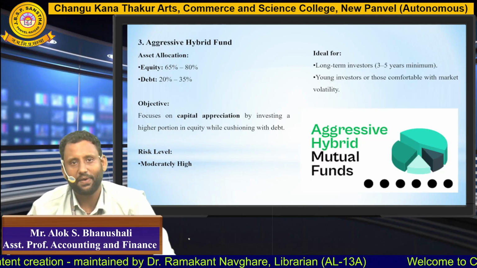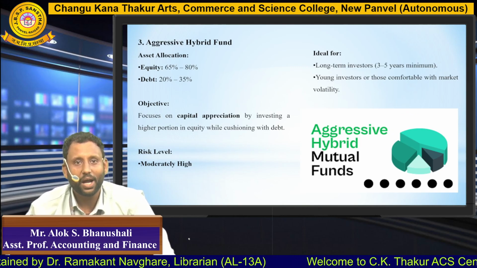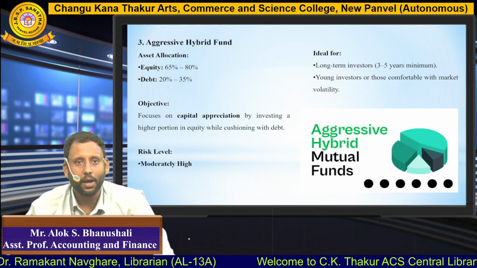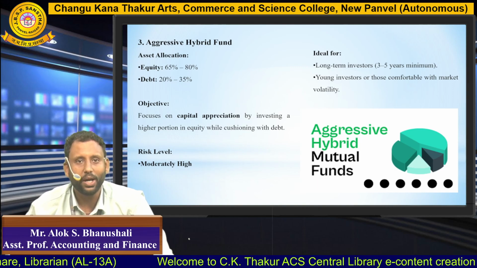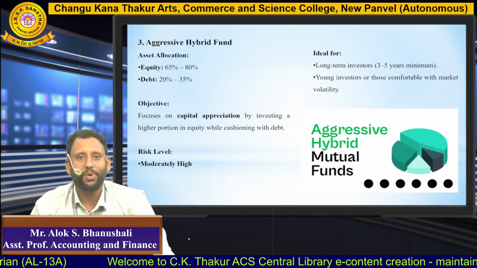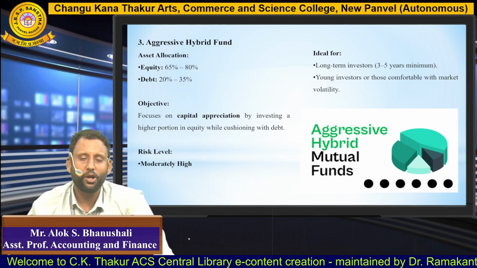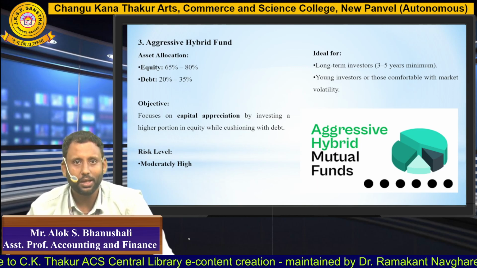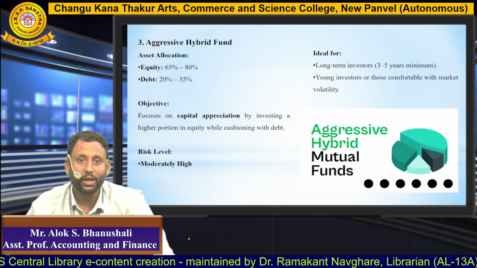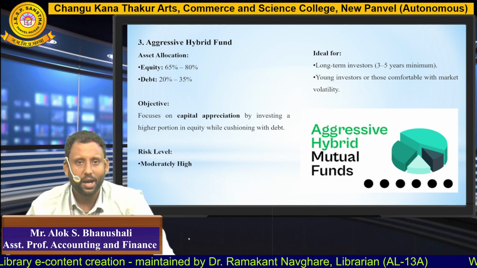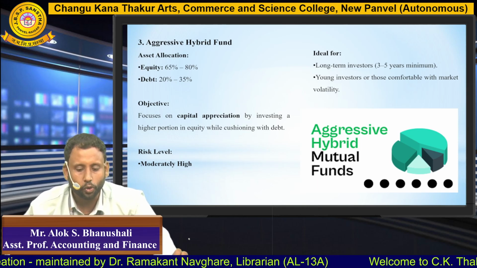Third is aggressive hybrid fund. Now what is an aggressive hybrid fund? In this, we invest our funds mostly in equity and less in debt. So 65% to 80% of assets are allocated to equity, and 20 to 35% in debt instruments are purchased in this fund. The objective of this aggressive hybrid fund is to focus on capital appreciation by investing a higher portion in equity with cushioning from the debt.